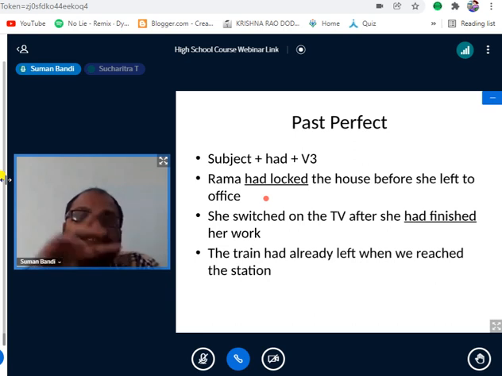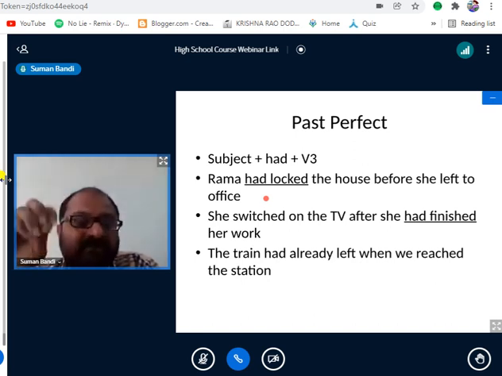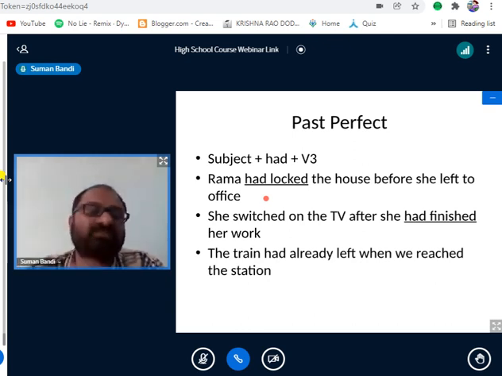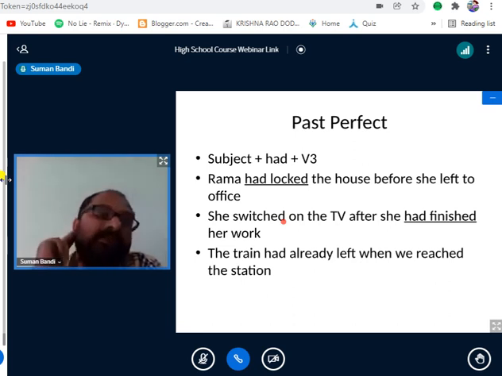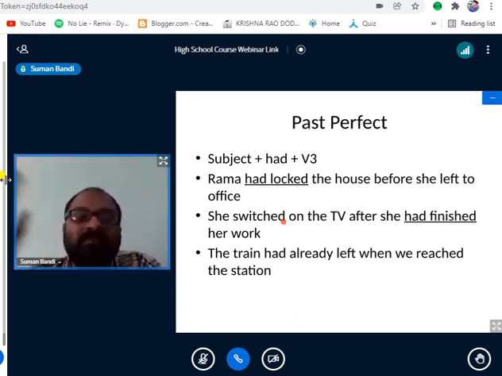What they do is they change had to left: Rama had left to office after she locked the house. No, you cannot change the meaning. Meaning has to remain the same. Past perfect remains the same for the same action. Okay, so to avoid this confusion, I am going to give you a simple technique to remember easily.